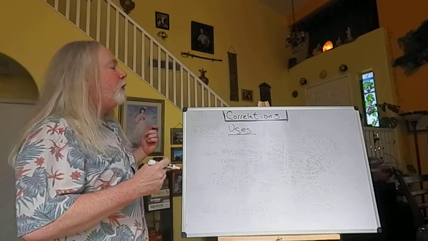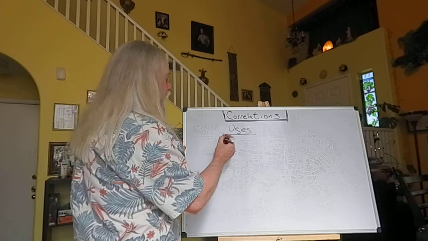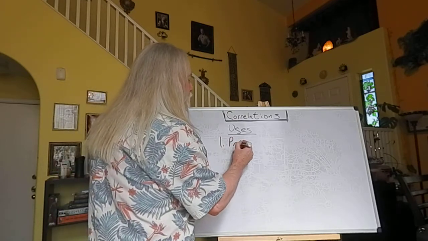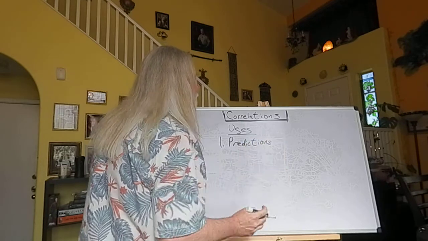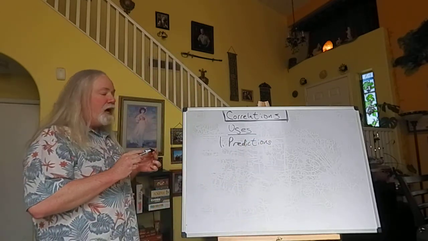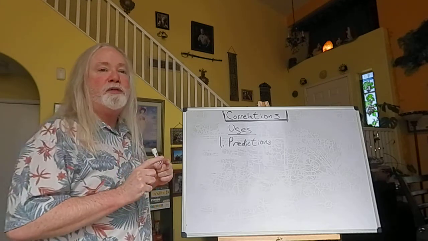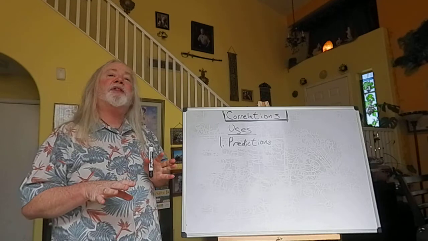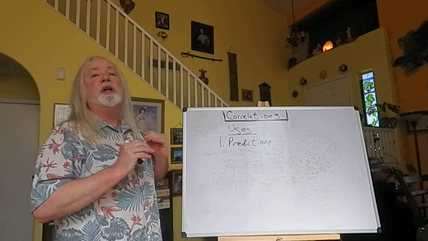So there's four pretty common ways we use correlation coefficients. One of them is to make predictions. If I've established that there is a relationship between two variables, means I've done the math and I've rejected the null hypothesis and said, yes, there really is a pattern here.